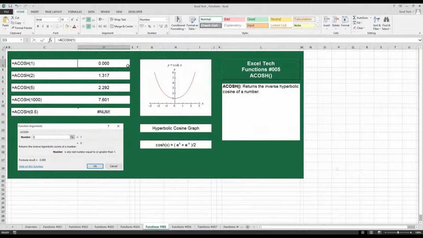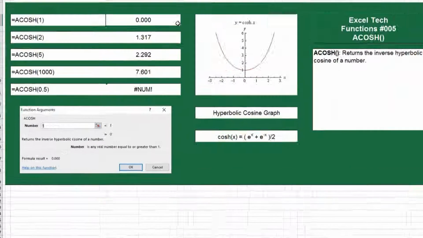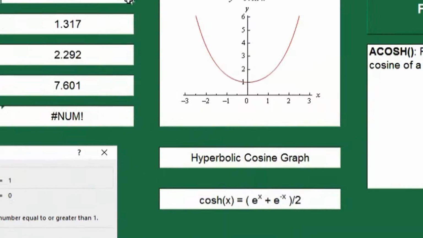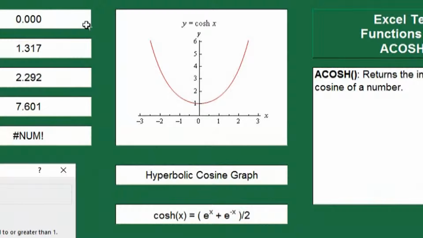Today we have Functions episode 5 and we're going to cover the ACOSH function. Excel's description of this is it returns the inverse hyperbolic cosine of a number. So basically what that means is we're going to use this function to return the inverse value on a hyperbolic cosine graph. We can calculate a hyperbolic cosine by the formula cosh of x equals e to the x plus e to the negative x, divided by 2, and this produces this lovely parabola.